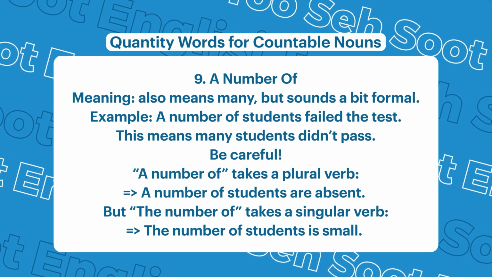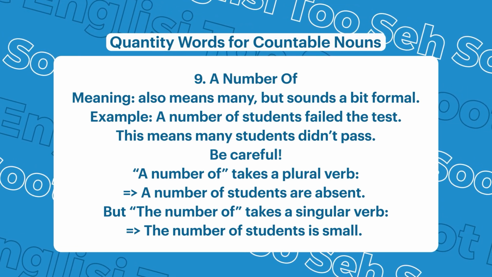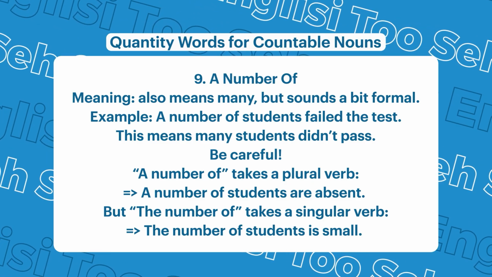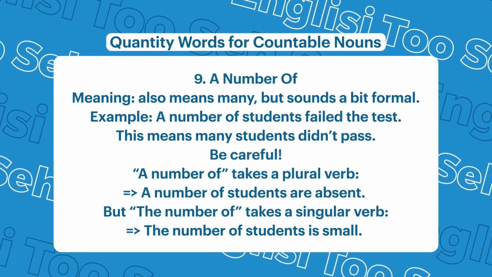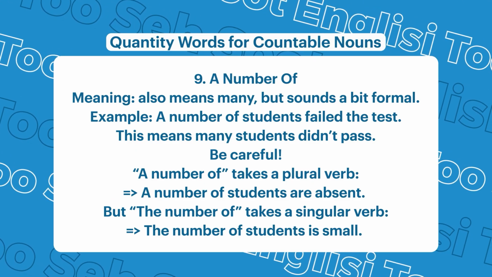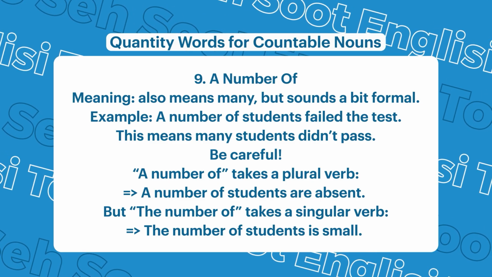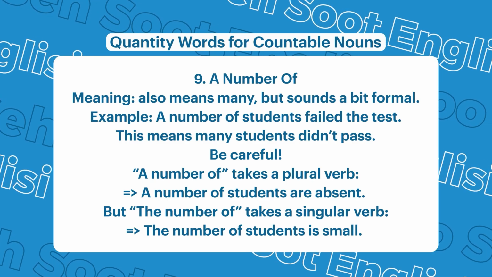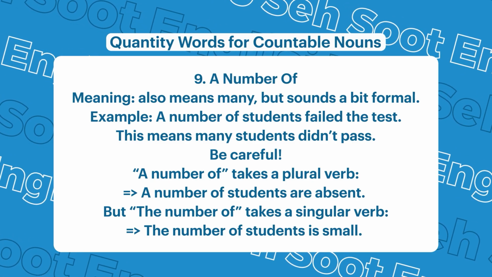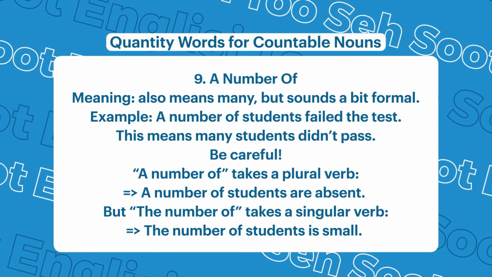But be careful. A number of uses a plural verb. A number of students are absent. This is because a number of means more than one person. Think of it as a group of students, so use the plural verb are. But the number of uses a singular verb. The number of students is small. Here, the number of is about the total amount, not the students themselves. Remember this for correct grammar.